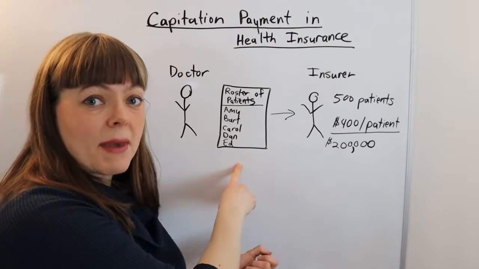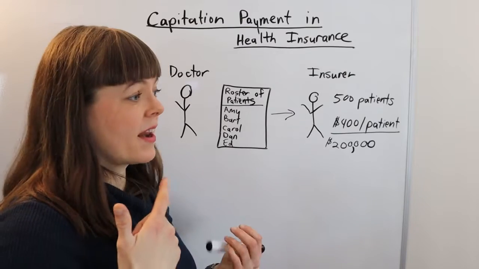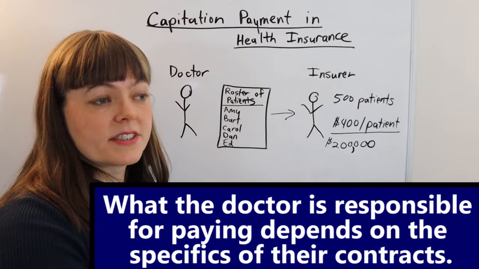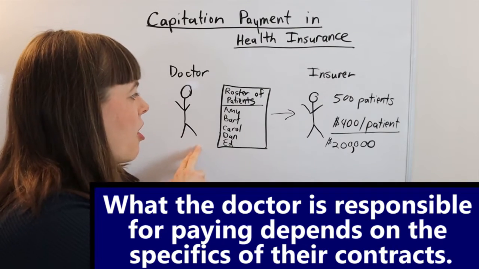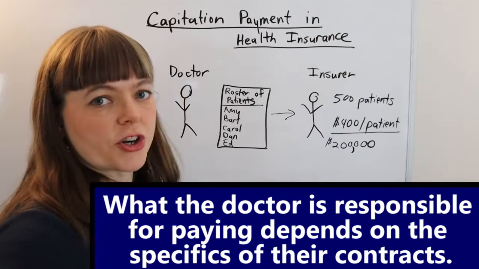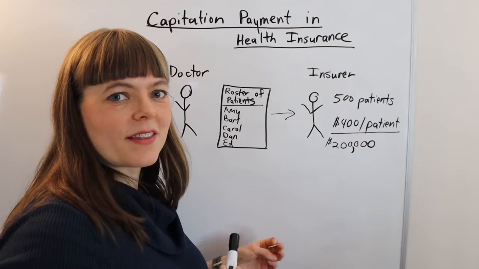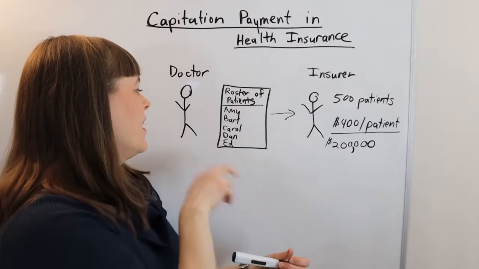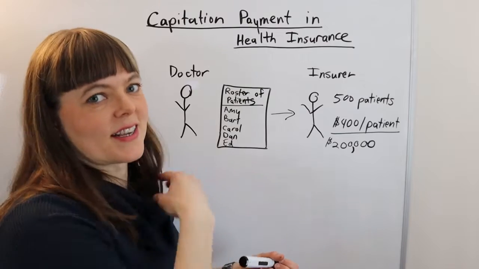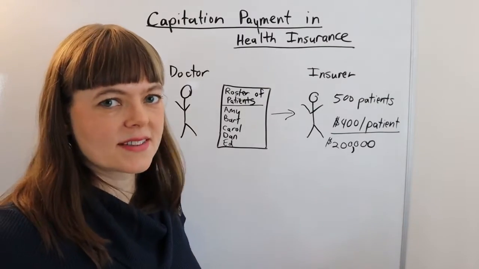Because the doctor has to pay out of pocket, out of this $200,000, for any diagnostic equipment, for any perhaps staff that works for the doctor. All of that has to come out of this money that the doctor gets from the insurer. So there's an incentive to keep your population healthy so that they don't come in as often, and that money that you would have spent on their surgeries, the doctor gets to keep. That's the advantage of capitation payments.